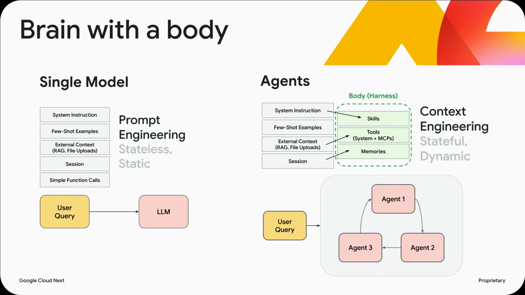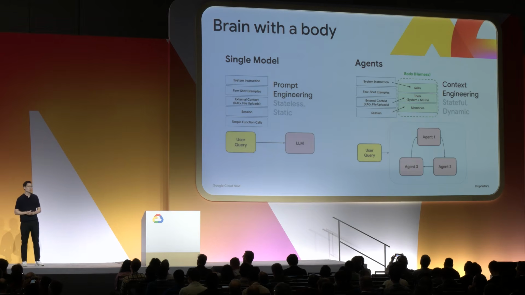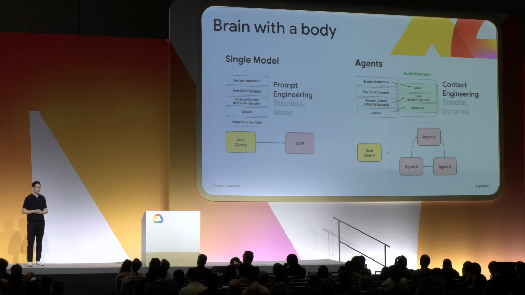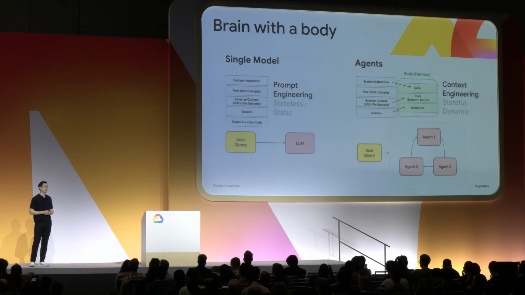So if we can't build a bigger brain with more capacity, what do we do? We need to give it a body. This is often called a harness or a scaffold. So we're transitioning from a single model architecture where the interaction between the user and the model tends to be more linear in nature, and also stateless and static. Here, prompt engineering is the technique that you have to be adept at. But now, in the era of agents, where we have multiple agents working together autonomously, we need an orchestration layer that manages context and information across the board. And this is done via skills, tools, and memories.